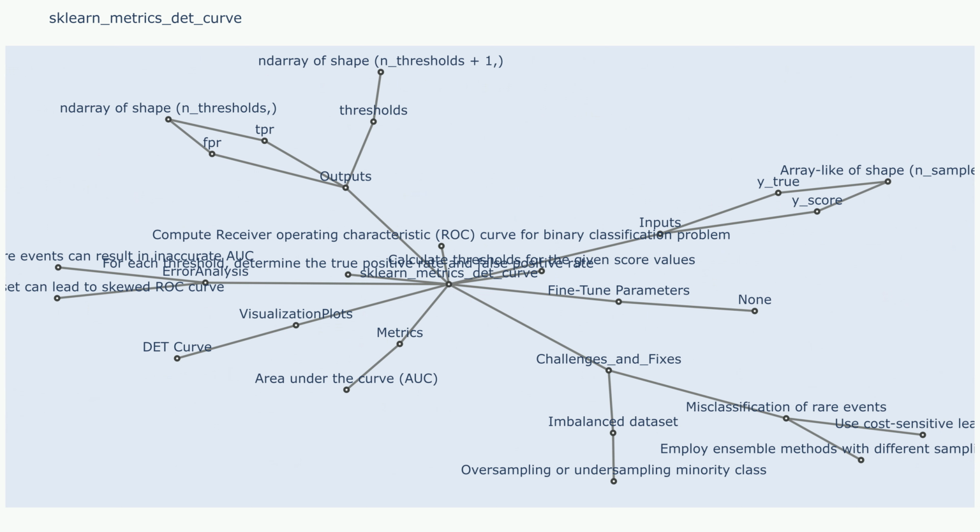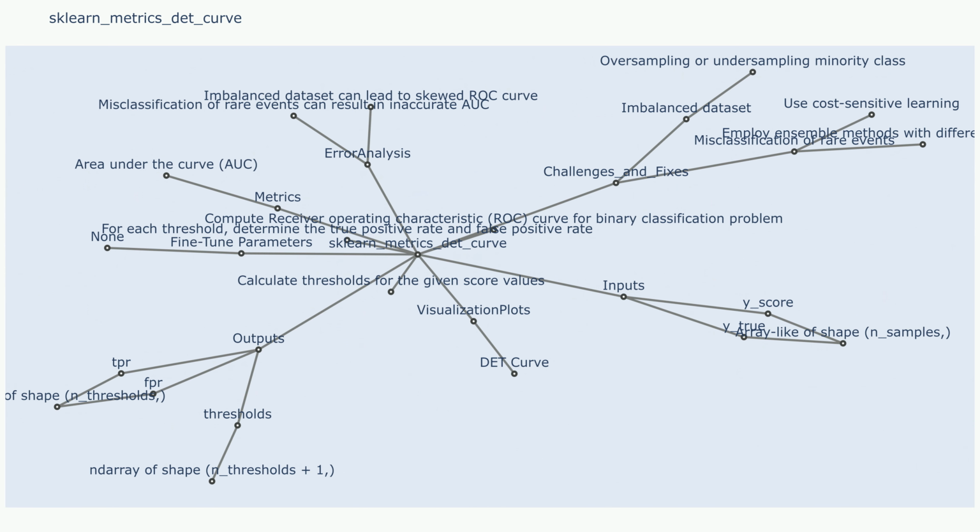Metrics: area under the curve, AUC. The area under the DET curve is a measure of the overall performance of the classifier. A higher AUC indicates better performance.